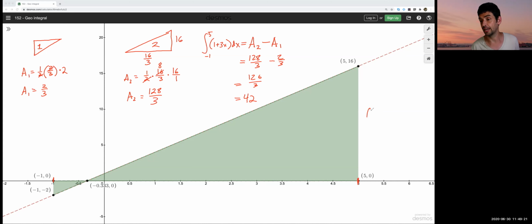But this process works when it's not shapes we know, when it's something like f of x equals x times e to the x, and we get some kind of curve that we don't have a simple formula for, okay? So that's when this, although long process, becomes crucial because we don't have any other options.